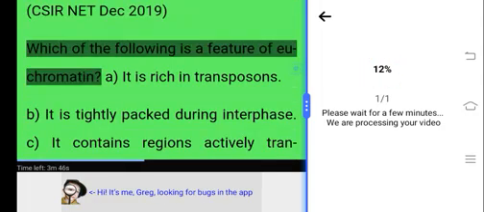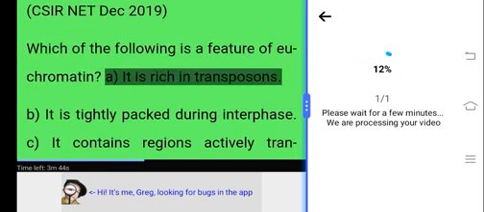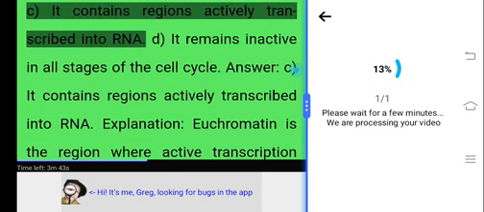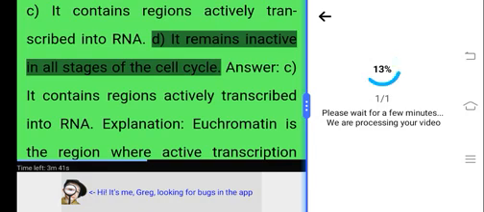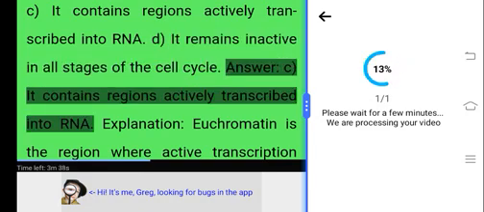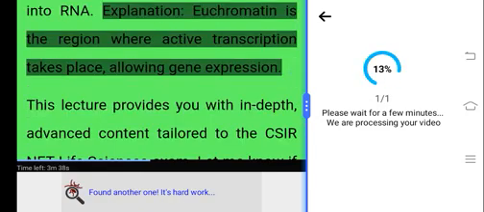CSIR NET December 2019. Which of the following is a feature of euchromatin? A. It is rich in transposons. B. It is tightly packed during interphase. C. It contains regions actively transcribed into RNA. D. It remains inactive in all stages of the cell cycle. Answer: C. It contains regions actively transcribed into RNA. Explanation: Euchromatin is a region where active transcription takes place, allowing gene expression.